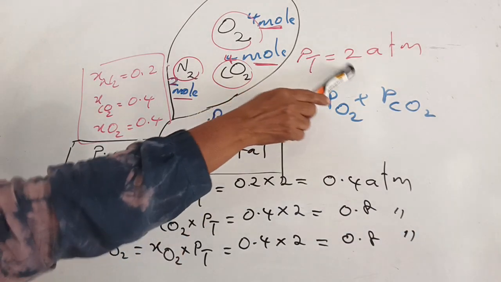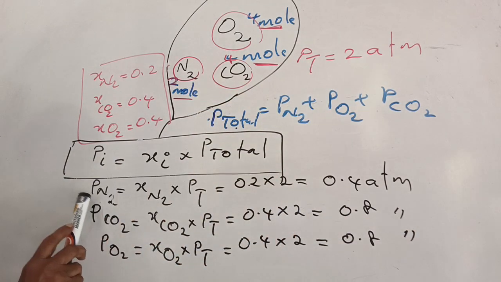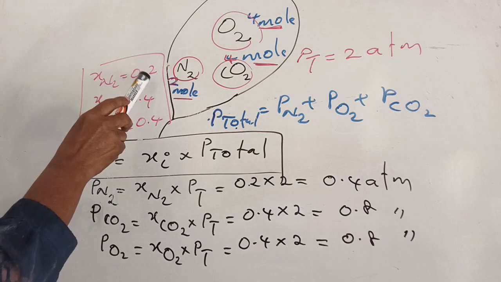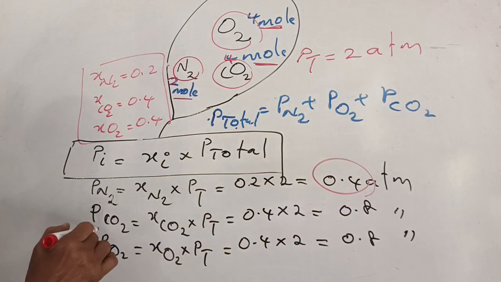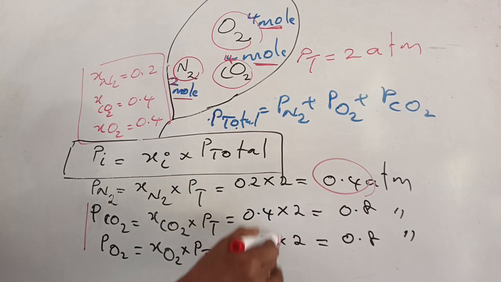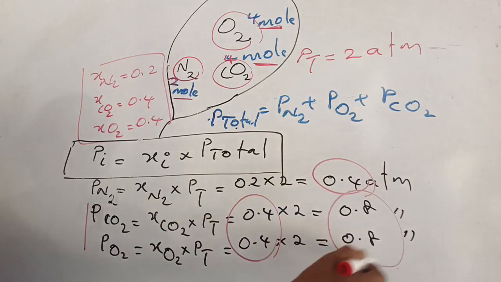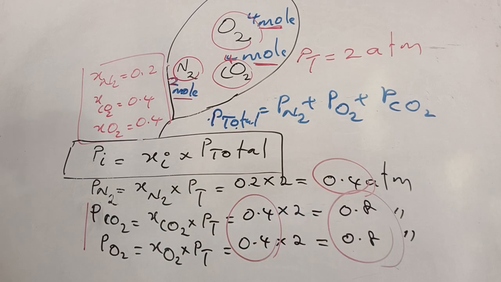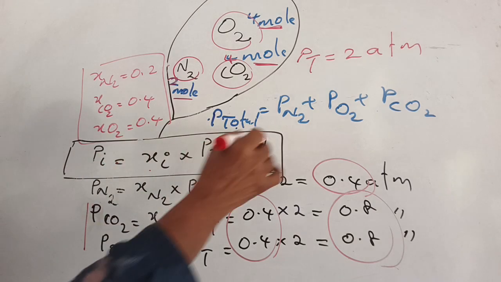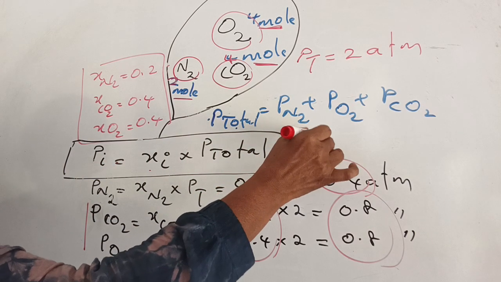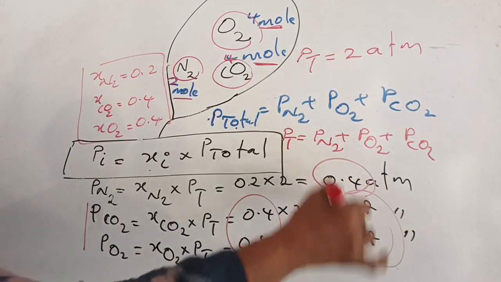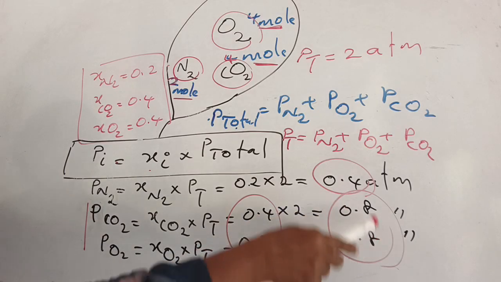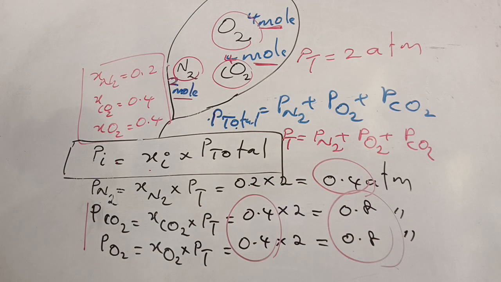So that 2 atmosphere goes by 0.4 atmosphere by nitrogen, because nitrogen is the least amount, so the pressure is also the least for nitrogen. And the other two have the same mole fraction, so the partial pressure is also equal. Now you can see the total pressure is equal to the partial pressure of nitrogen in this mixture plus oxygen plus carbon dioxide. That means when you add it up, 0.8 and 0.8 is 1.6 and the 0.4, it comes to the total pressure of 2 atmosphere.